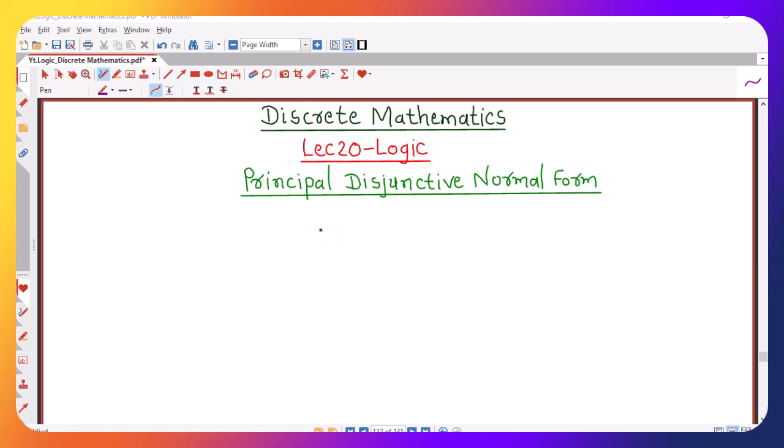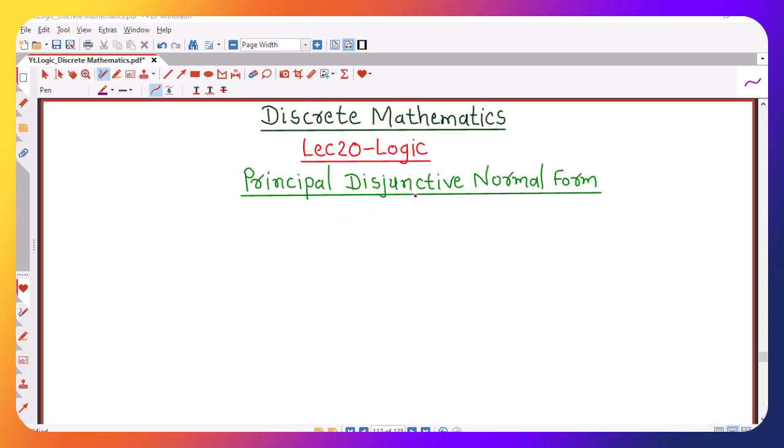In this lecture, we are going to discuss another method of finding principal disjunctive normal form of a given statement formula. In previous two lectures, we have seen how we can use truth table to obtain principal disjunctive normal form. But if we have more than two variables, or a very lengthy formula, then using truth table becomes uncomfortable or tedious. So instead of truth table, we can use some logical equivalencies to obtain the principal disjunctive normal form of a given formula.